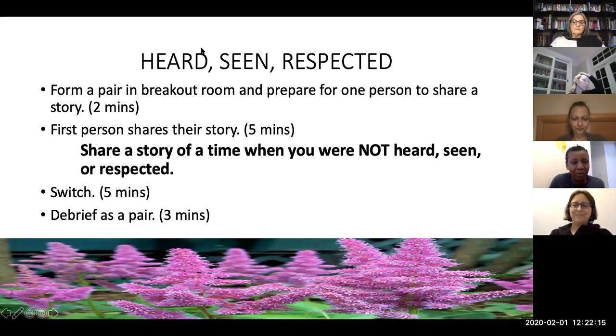So form a pair in the breakout room and prepare for one person to share a story. The first person shares the story for 5 minutes. Share a story of a time when you've not been heard, seen, or respected. Or perhaps you want to flip it and share a story about the time you were heard, seen, and respected. And then switch after 5 minutes.